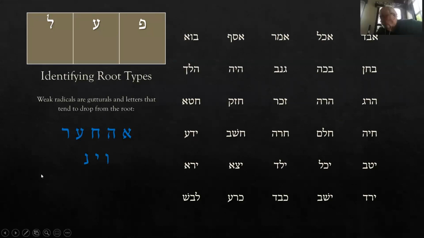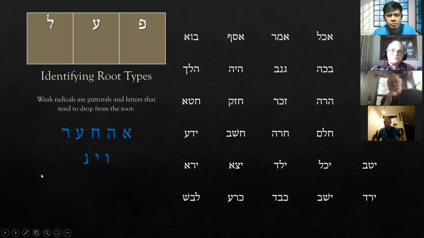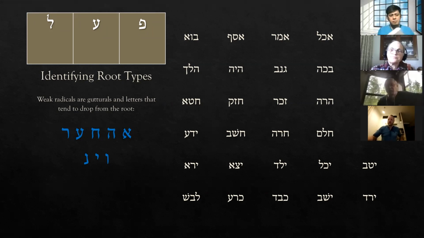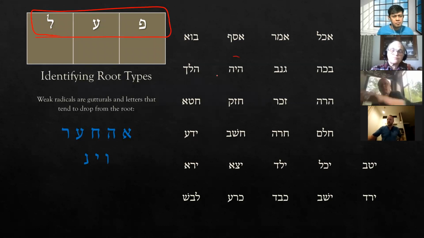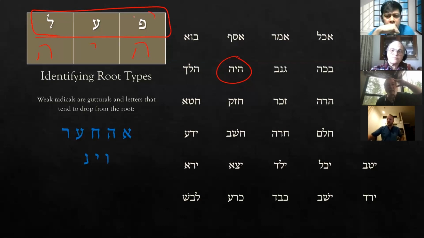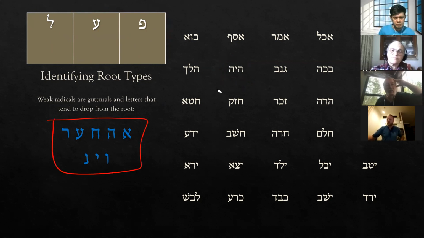Let's see if I can make this visible here. All right, so basically, we're going to identify the roots by putting them into this little table here. For example, if we have the word haya, we've got hey, yod, hey, and we can identify this. This is an interesting verb because it's both pey hey, which is weak, and also lamed hey. We're going to identify these letters in the roots and where they are in relation to pey, ayin, and lamed. This is really simple.